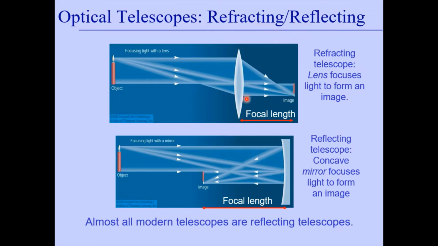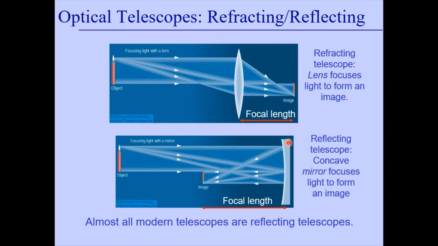So a refracting telescope uses a curved lens to gather and focus the light. In this diagram here, we can see the object, a candle far away, has light rays coming into the telescope, and the purpose of this convex or converging lens here is to focus these light rays to form an image. And the distance from the lens to the image is called the focal length of the lens, or the focal length of the telescope.